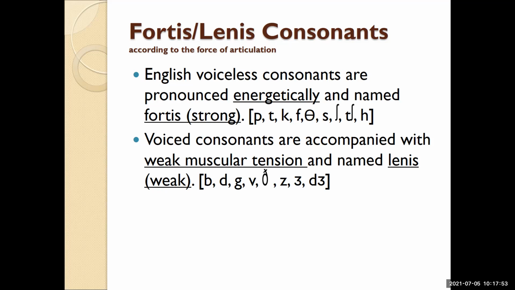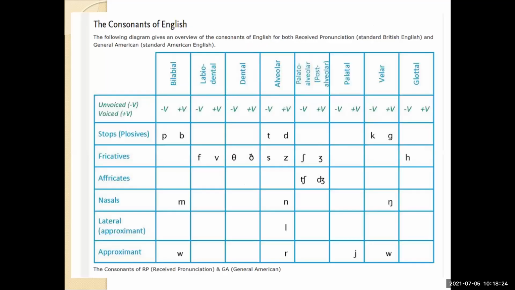And voiced consonants are accompanied with weak muscular tension and named Lenis. According to the work of the vocal cords, in the articulation of voiced consonants the vocal cords vibrate, but in the articulation of voiceless consonants the vocal cords don't vibrate. And voiced consonants are b, d, g, v, th, z, zh, and j.